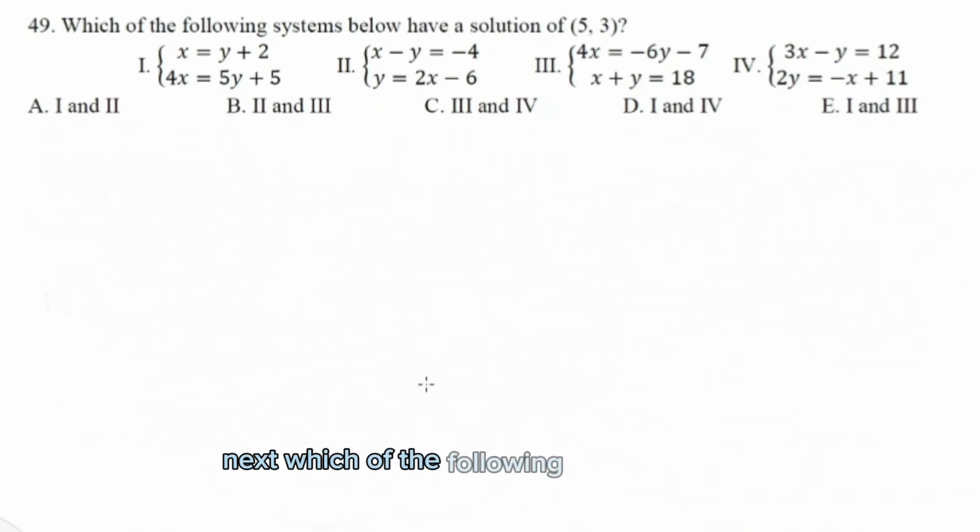Next, which of the following systems below have a solution of 5, 3? Alright, so all we have to do is solve each one of these systems of inequalities.